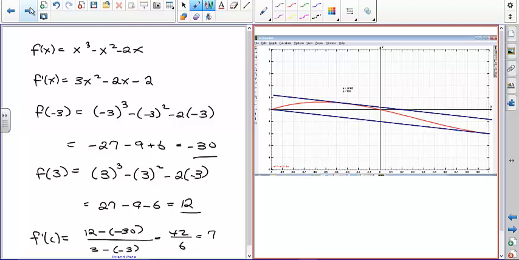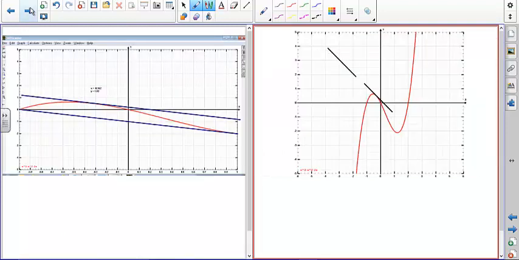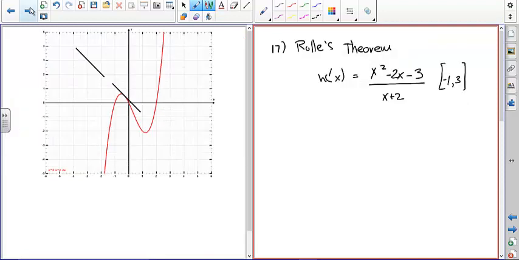So what is that thing? Oh, I'm not sure what that graph is. Okay.